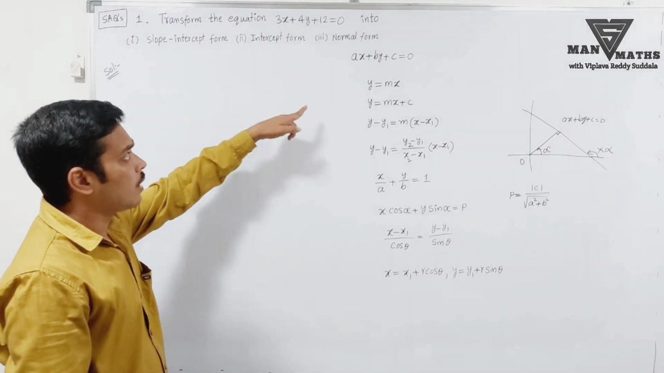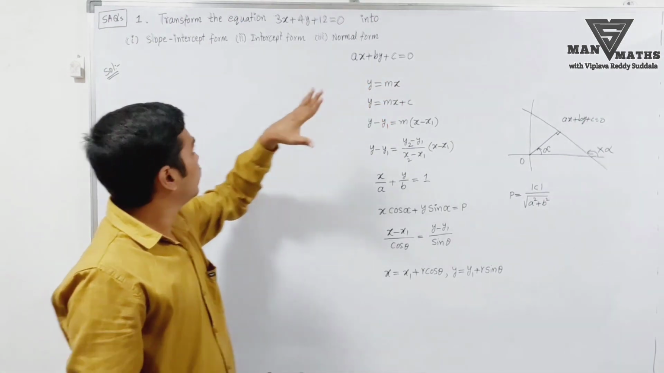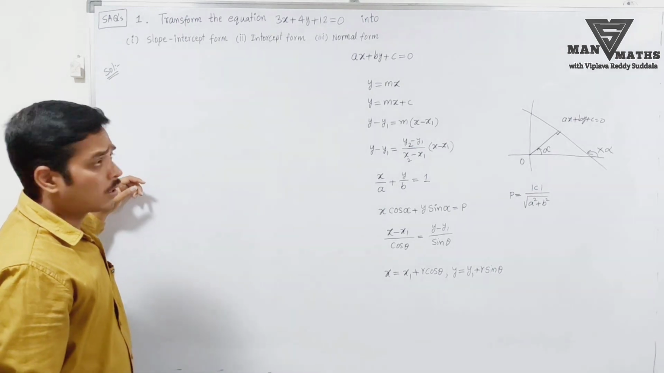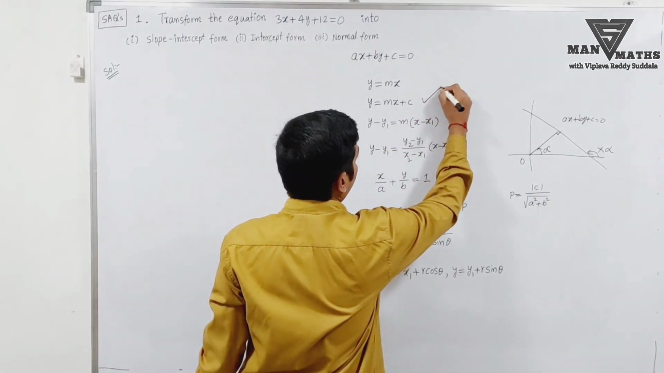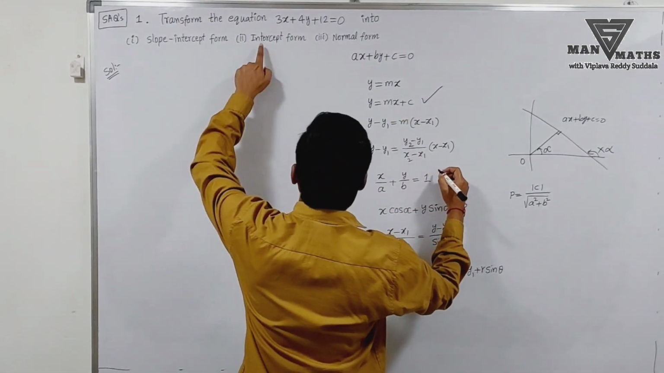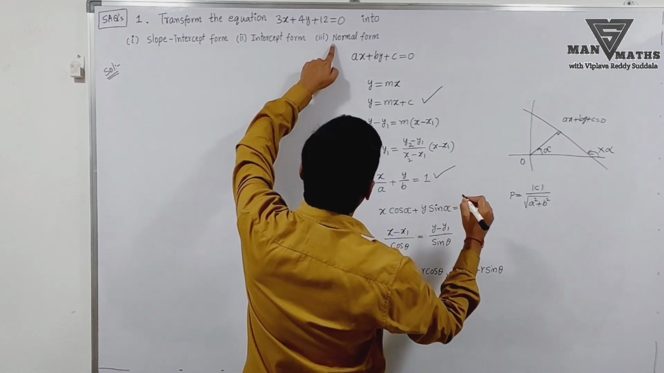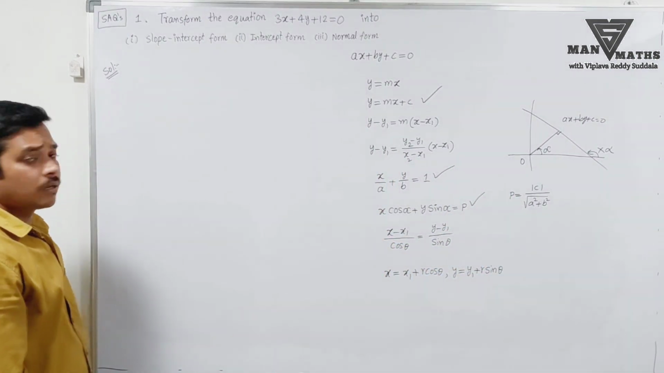Given equation is in the form of ax plus by plus c is equal to 0. In this problem, we have to convert the given equation into slope intercept form, this one, and intercept form, this one, and third one is normal form of a straight line. Okay, let's see the problem.